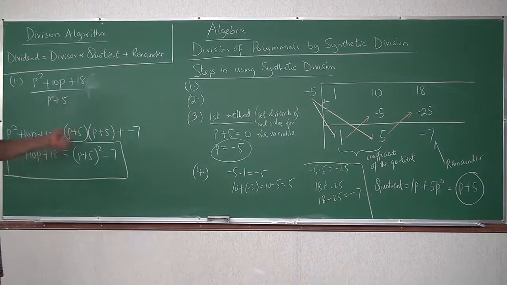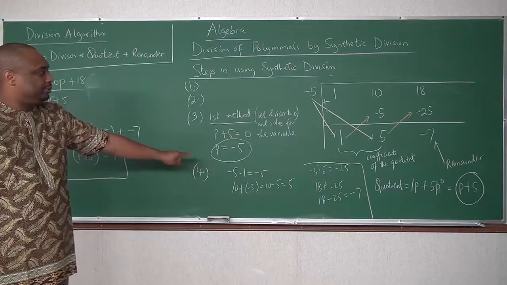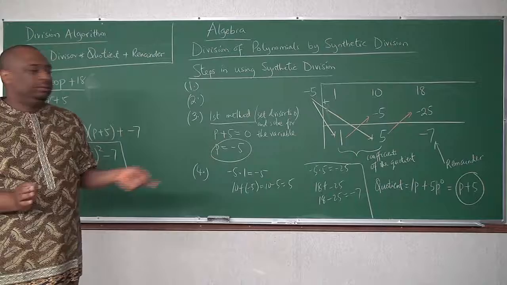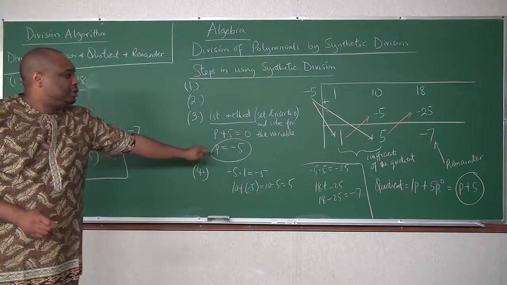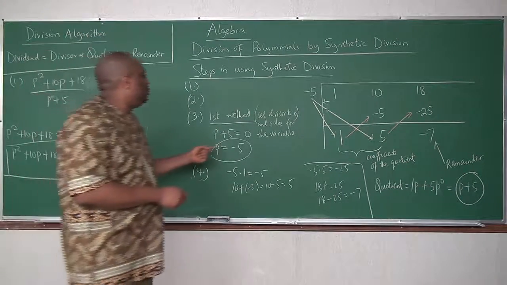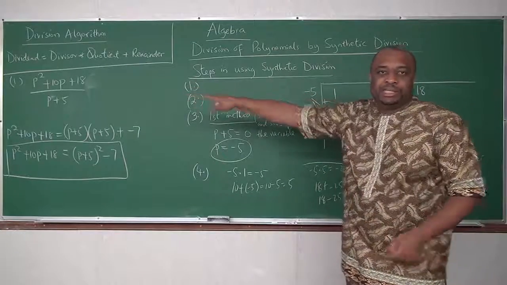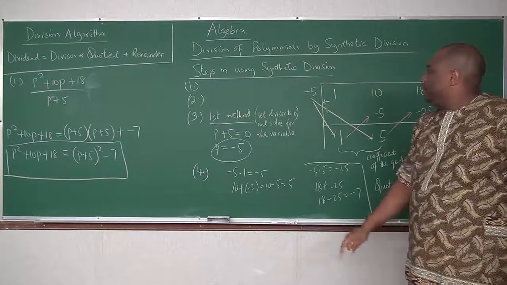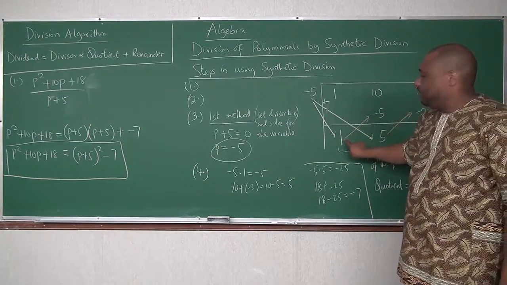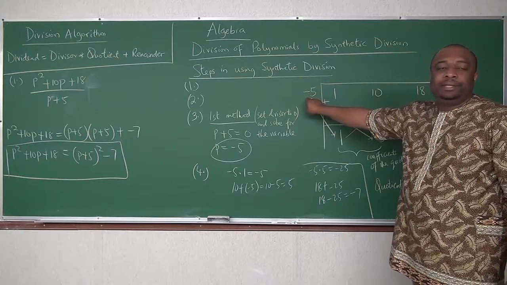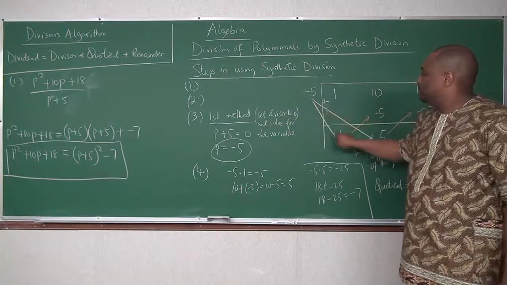So that is the answer for this number 1. That is the way you perform it with the first method, and this is the most common method. You set the divisor to be 0, you solve for the variable, then set that value here, and write the coefficients of the dividend. You bring down the first coefficient, nothing is under it, then use the value of the variable that you got from the divisor to multiply it.